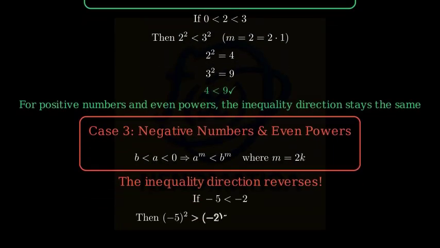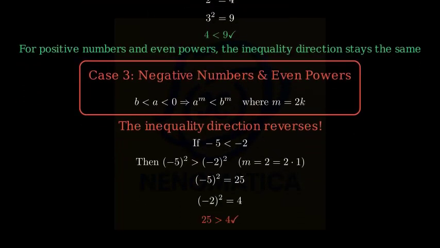For example, if we have -5 is less than -2, then -5 squared is greater than -2 squared. Let's verify this. -5 squared equals 25, and -2 squared equals 4. And indeed, 25 is greater than 4, not less than. The inequality direction has flipped.